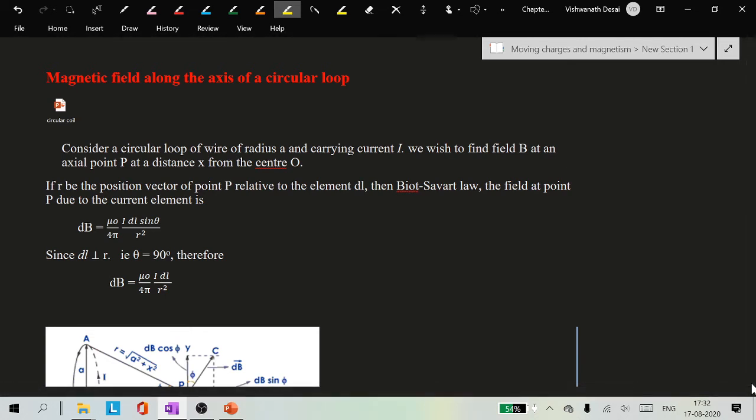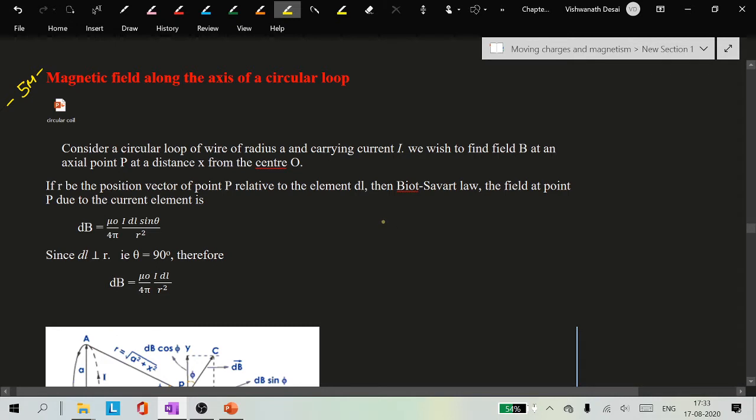The topic is the magnetic field along the axis of a circular current carrying loop. This is an important question asked many times in the final exam. Many times. So concentrate well. So, the magnetic field along the axis of the circular loop that is carrying a current.